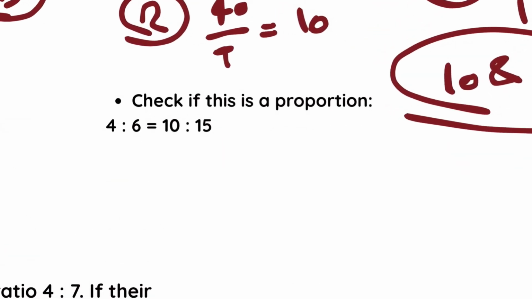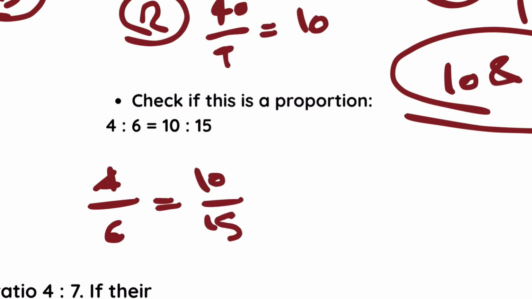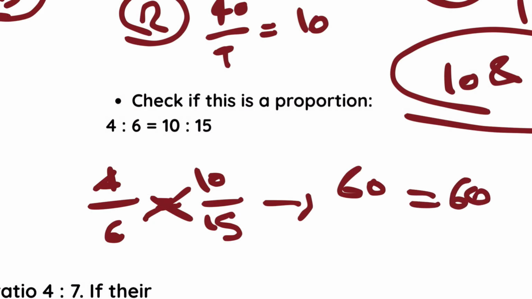The fourth question, check if this is a proportion. 4 divided by 6, or 4 to 6 equal to 10 to 15. I saw one student of mine using this answering method to see if it's a proportion. So I'm going to use the same method. I'm going to use the cross multiplication to see it. So 4 times 15 is 60, right? And 10 times 6 is 60. And because both are equal, we know that this is a proportion.